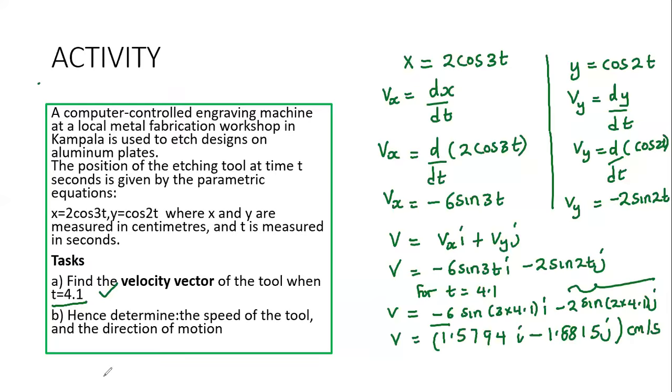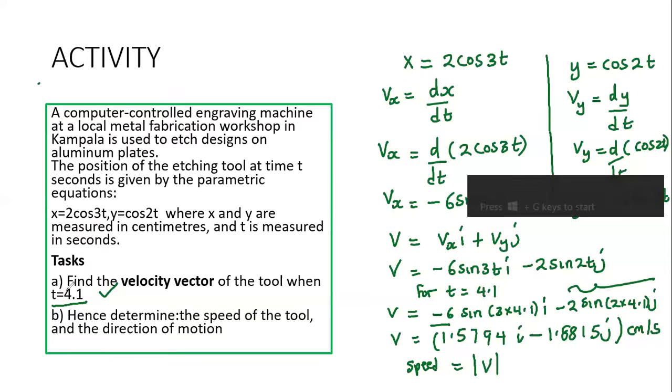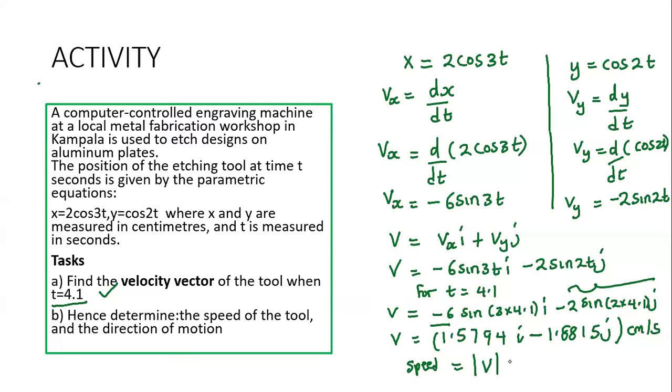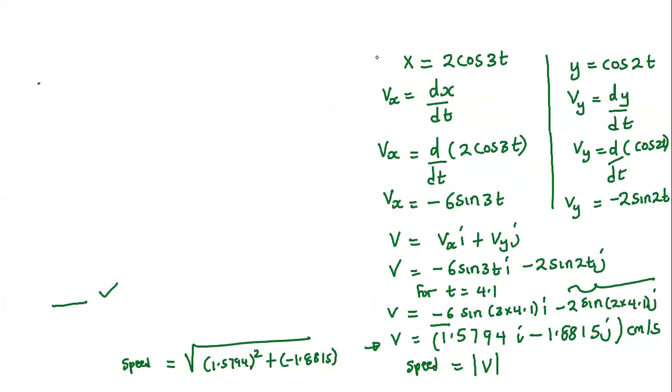Now you need to remember that speed is a scalar quantity. It's given by the magnitude of velocity. Speed equals the magnitude of velocity. So in other words, what we are going to get is the magnitude. So members, can you get the magnitude, everyone? So you just get the magnitude, 1.5794 squared plus negative 1.8815. Oh, this one I'm going to write it on a bigger screen. There is something I have to show you.